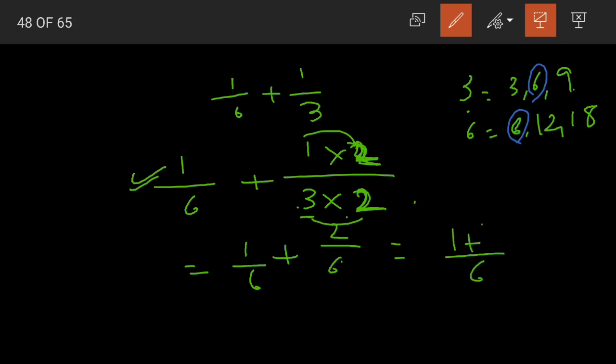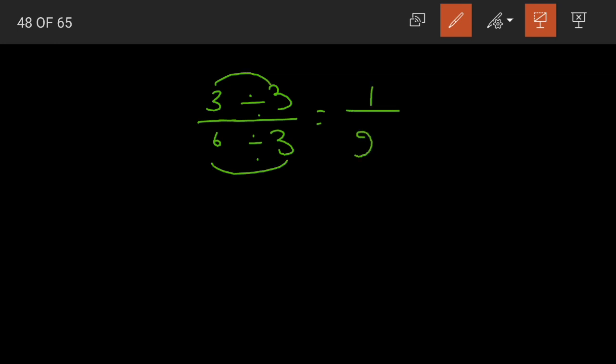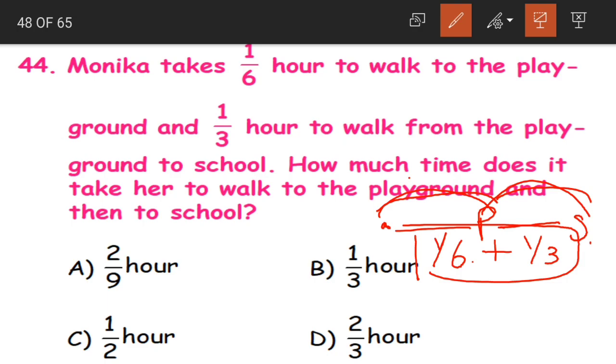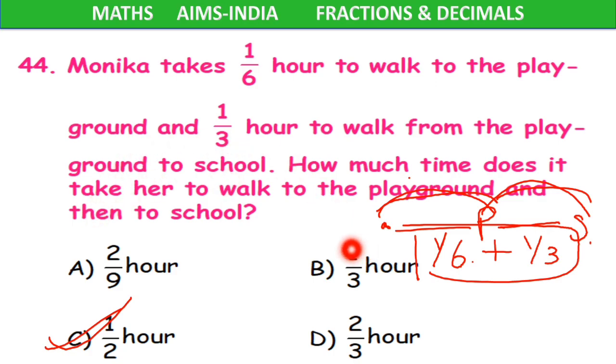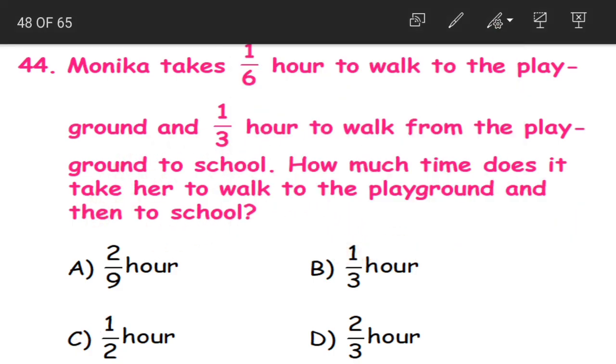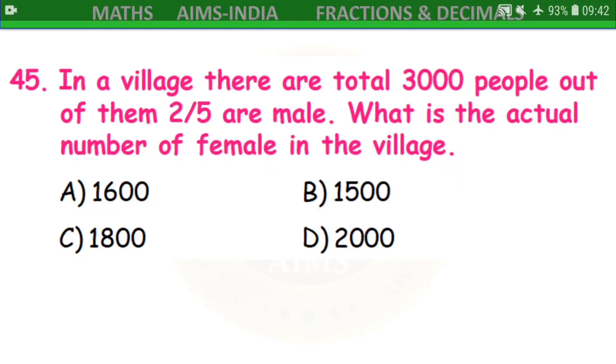Now these two are like fractions, so we can add them easily. 1 plus 2 divided by 6, that is nothing but 3 by 6. This 3 by 6 can further be reduced into the simplest form. When we divide both the numerator and denominator by 3, we have 3 divided by 3 is 1 and 6 divided by 3 is 2. So 1 by 2 hour or half hour is required for our Monica to walk to the playground and then to go to her school. Understood, children? The question number 44.